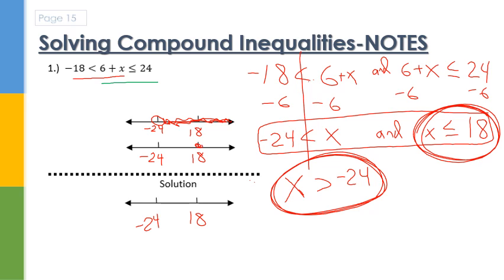So it'll be a solid point. It'll be shaded to the left. Now again, we said this is a compound and. This is a compound and. So we care where they overlap. I use an open point on the negative 24 because they don't overlap in that open circle. I'll use a solid point or a closed point on the 18, and they overlap in the middle. Again, when we think of a classic and, this is what you're going to think of.